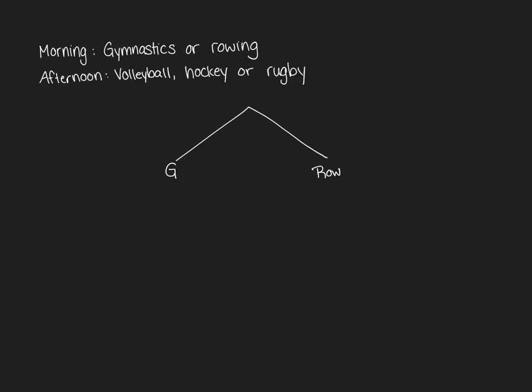Then, in the afternoon, she gets to choose between three activities. So the second row, we are going to add three possibilities coming out of each of the initial choices. So we'll have volleyball, hockey, or rugby for each of them.